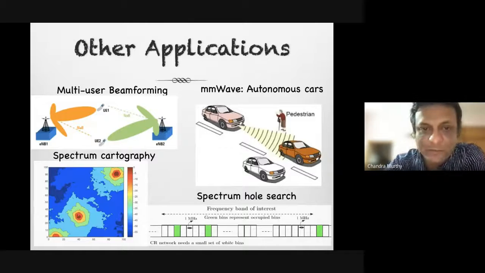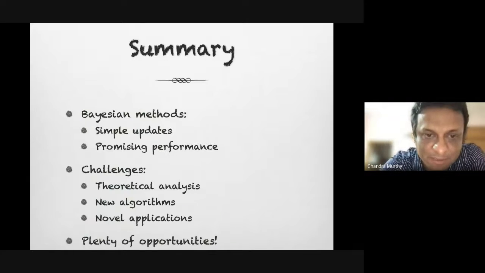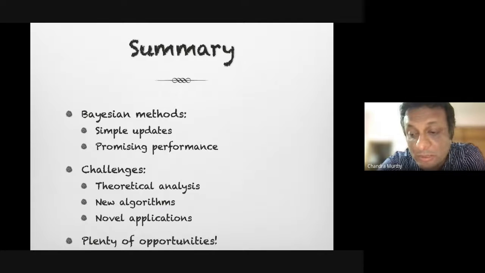But I suppose the point of my presentation is that there are Bayesian methods which have simple updates and very promising performance. There are interesting challenges related to the theoretical analysis of these algorithms, developing newer and faster versions of these algorithms, and also looking at novel applications where one can use these algorithms to obtain better performance or do something that couldn't be done with the previously known algorithms. So overall, I would say that these Bayesian methods provide plenty of opportunities for interesting research in this area.